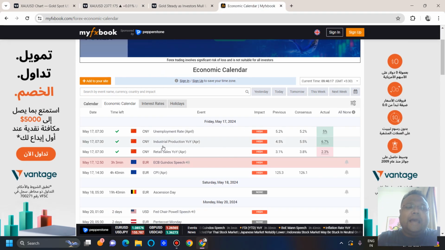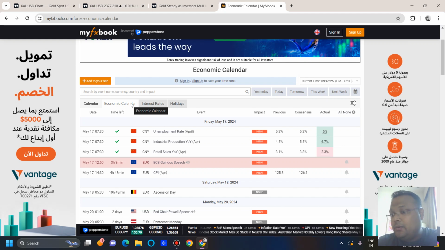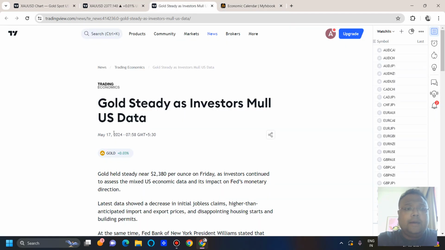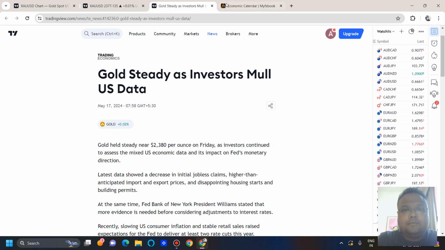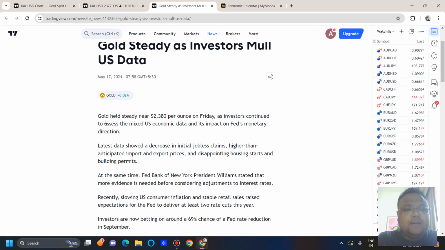If you look at the economic calendar, we can see that today we do not have any major event for the dollar pairs. So yes, we can expect the present market sentiment to remain. We can see gold steady as investors assess US data. Gold held steady near 2380 per ounce on Friday as investors continue to assess the mixed US economic data and its impact on the Fed's monetary direction.